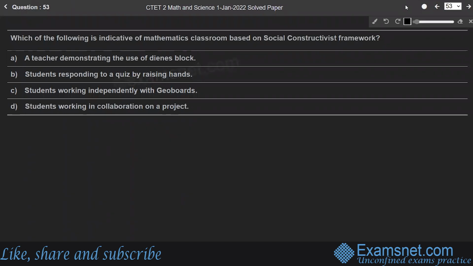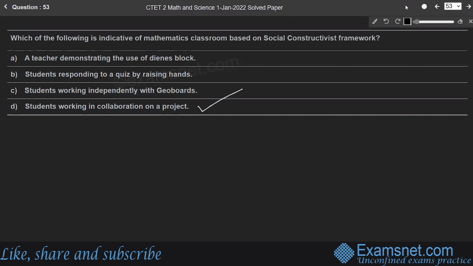Question number 50. Which of the following is indicative of mathematics classroom based on social constructivist framework? A: A teacher demonstrating the use of Dienes blocks. B: Students responding to a quiz by raising hands. C: Students working independently with geoboards. D: Students working in collaboration on a project. The correct answer is students working in collaboration on a project.